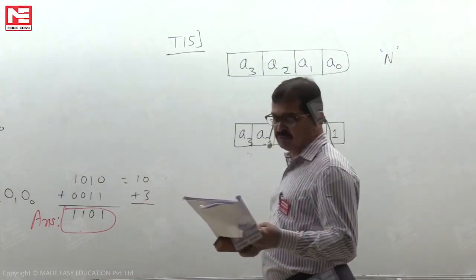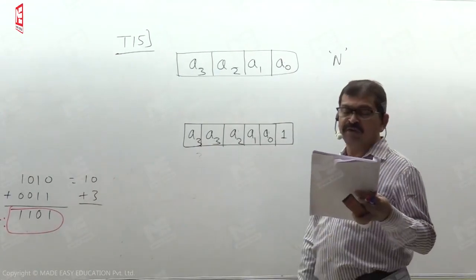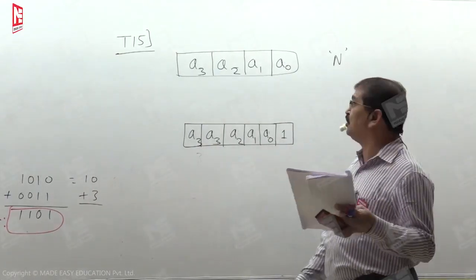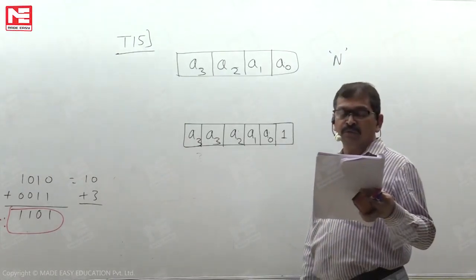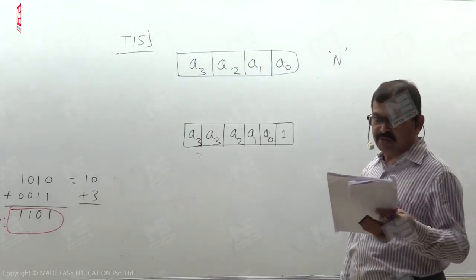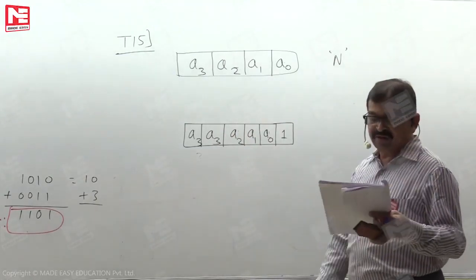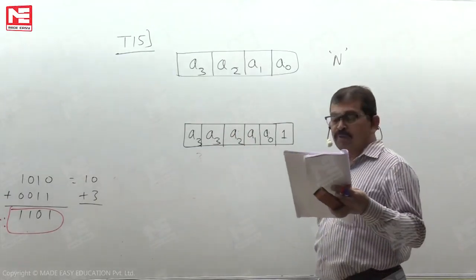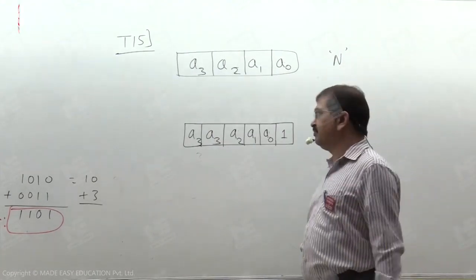So quickly I will repeat the question. An integer number n is stored in a 4-bit 2's complement representation as A3, A2, A1, A0. It is copied into a 6-bit register, and after a few operations, the final bit pattern is A3, A3, A2, A1, A0, 1. The value of this bit pattern in 2's complement representation is to be given in terms of the original number. That is the question.